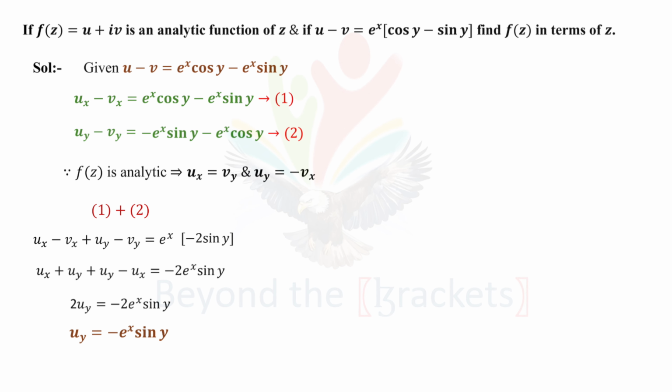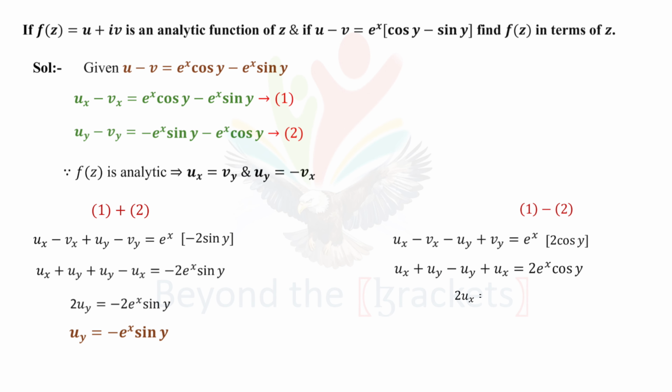For the next step, subtracting equation 1 and equation 2, on the left hand side we get ux minus vx minus uy plus vy is equal to, again e power x is common for all the terms on the right hand side. Since we are subtracting, minus sin y and plus sin y will get cancelled and we are left with 2 cos y. Again, since f of z is analytic and it satisfies the CR equation, minus Vx on the left hand side can be replaced with Uy and Vy can be replaced with Ux. Plus Uy and minus Uy gets cancelled and we are left with 2Ux is equal to 2 e power x cos y, where 2 on both the sides will get cancelled and the answer is Ux is equal to e power x cos y.